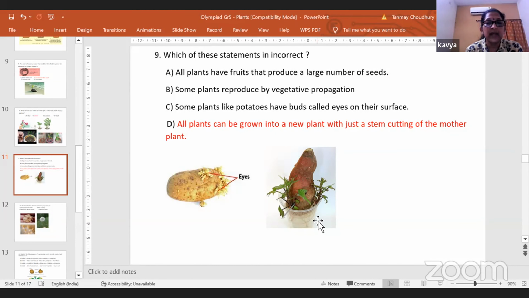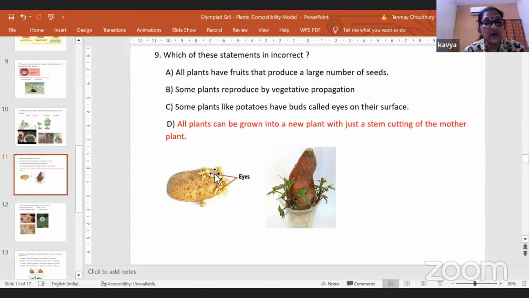Okay. And the roots coming out here. So from one sweet potato, you're getting so many plants. So this is vegetative reproduction by root. Now here, potato. Potato is an underground stem. But why should we say that it is a stem? Since it is growing underground, we can say it is a root.